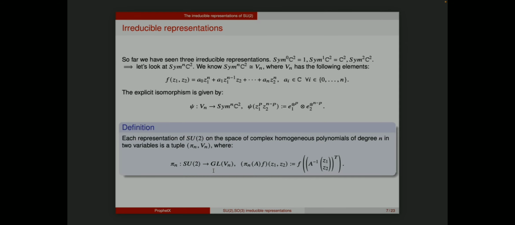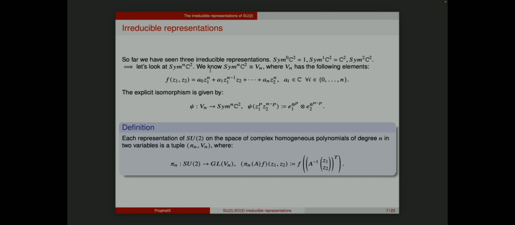So far we have seen the irreducible representations, a 1-dimensional one and a 2-dimensional one, so we have these 3. And now this suggests that we could look at the n-th symmetric power of C squared to find the irreducibles. However, we know that the n-th symmetric power of C squared is isomorphic to the space of complex homogeneous polynomials of degree n in 2 variables, which is a vector space by virtue of pointwise multiplication and addition. And an element of this space is given here.